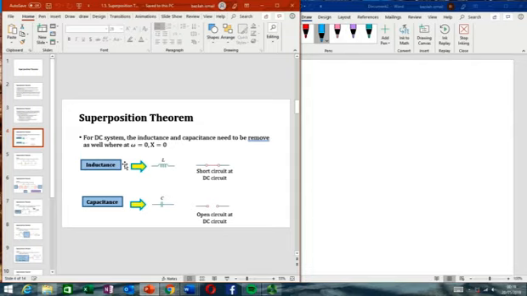Alright, for a DC system, superposition is the only method that can be implemented when you have different sources, which is AC in both. Superposition is the only method that can work in both AC and DC systems.